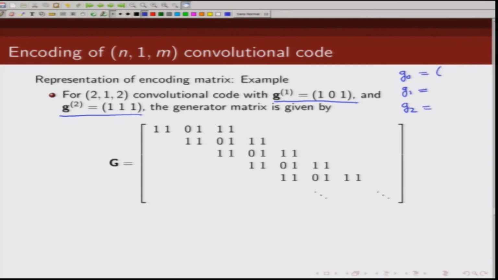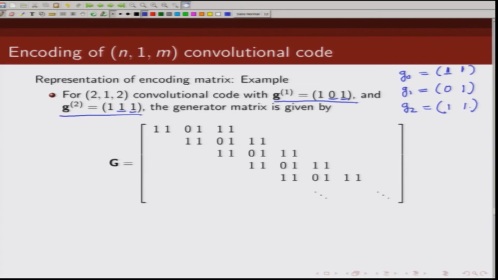Okay. Then can I write basically what is my G0, G1 and G2. So, G0 is given by, now there are two outputs. So, G0 will have two terms, the first term corresponding to the first coded sequence. So, here this is 1, and what about the second coded sequence, that is 1. So, G0 is 1 1, G1 is, this is 0 and this is 1. So, G1 is 0 1, and what about G2? G2 is, this is 1 and this is 1. So, G2 is 1 1.